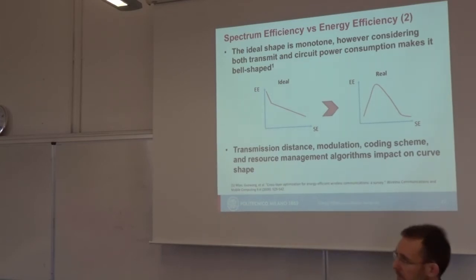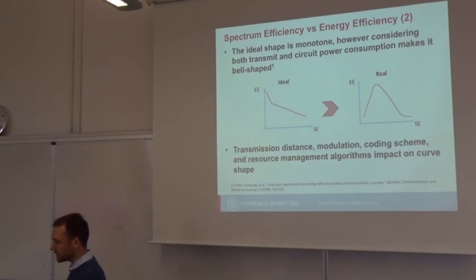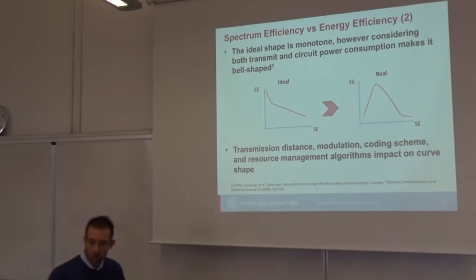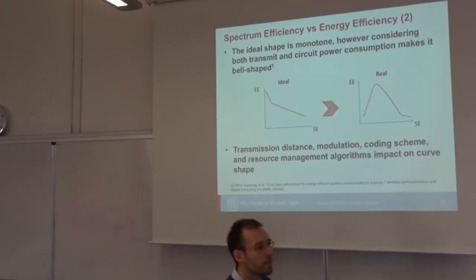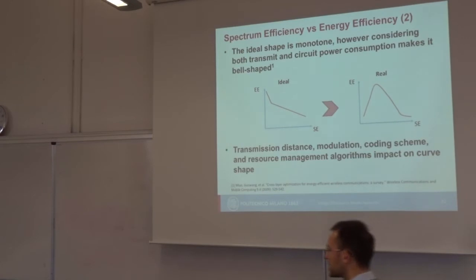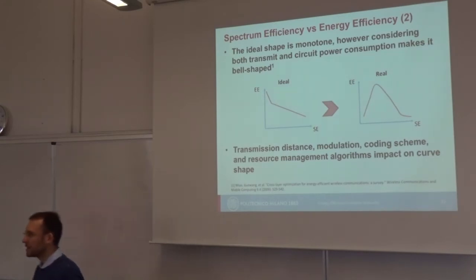Of course, the shape of this curve varies over the different parameters that you consider in your transmission system, and they are basically driven by the modulation schemes you want to use, the coding schemes that you want to use, and also the distance between the transmitter and the receiver, because of course the closer the receiver is to the transmitter, the higher the modulation should be in order to be energy efficient, because you want to exploit this spectrum.